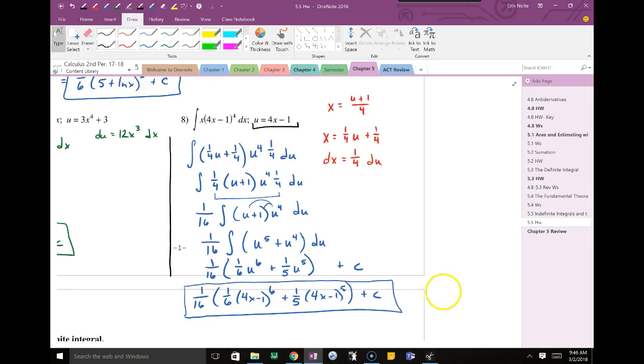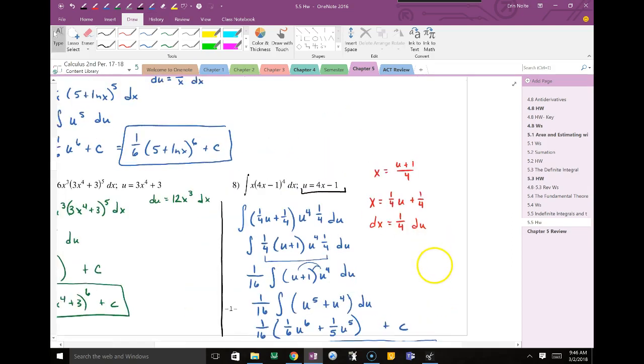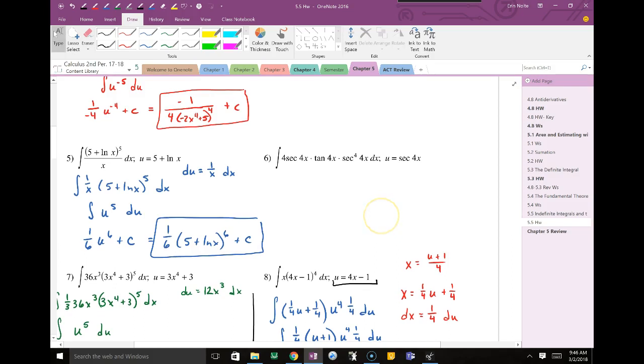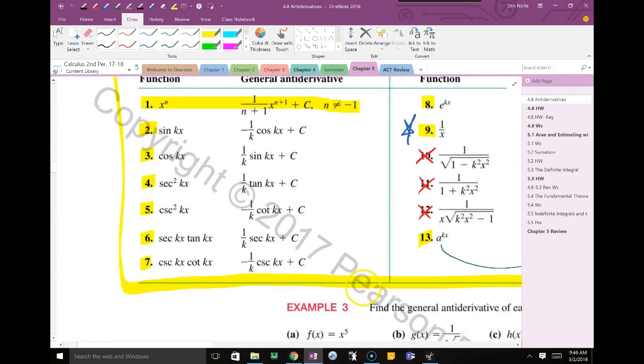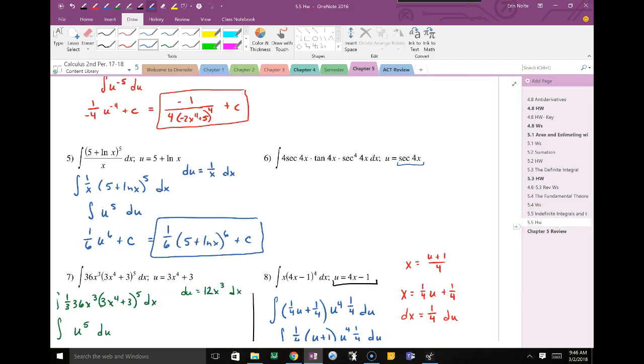Number 6. Yeah, it just looks like the derivative. Do you know what the derivative of secant of 4x is? So if you use your little cheat sheet, secant, what was it? Secant tangent. So this is the piece that it is, right? Right here. So derivative of secant is secant tangent. Since there's a 4 on the worksheet piece, you just multiply by a 4.